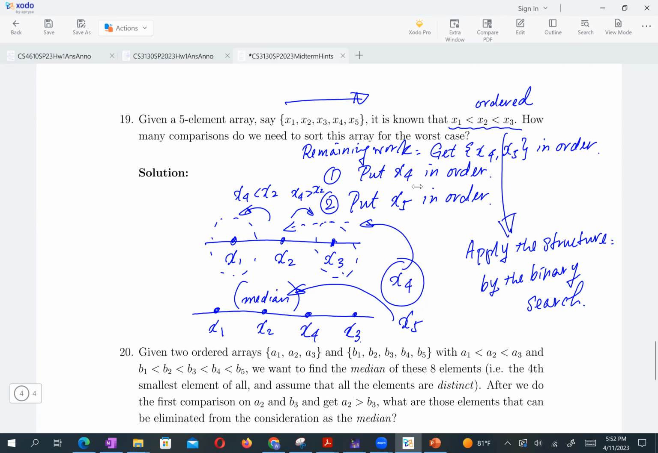You compare with the median first. Then you have the possible cases: less than the median, greater than the median. Greater than median, you need to consider the remaining 2 elements, x3 and x4. All right? So here, use this thinking, this method. Do not apply that formula.